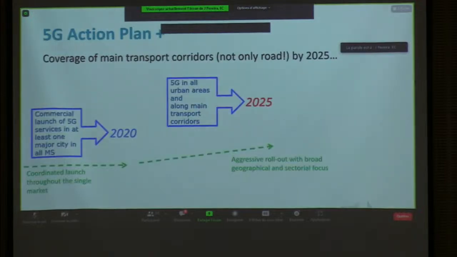So the enhanced 5G action plan aims at covering all main transport corridors, not only roads. Again, the rail aspect was emphasized by 2025, moving towards 5G everywhere by 2030. This requires an even more aggressive rollout with broad geographical and sectorial focus.